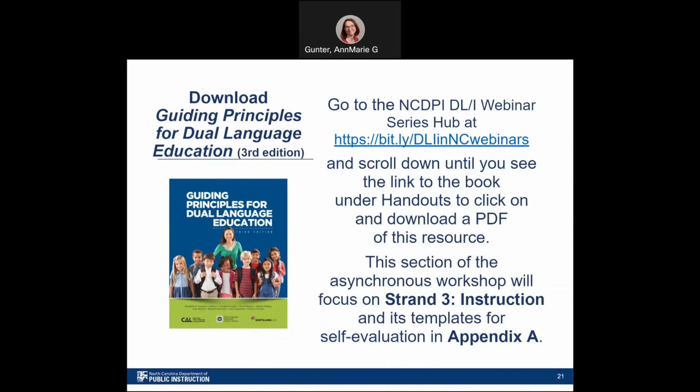Now there's a whole chapter in the PDF book about strand 3 instruction, and the templates that are used for self-evaluation are in Appendix A. So there's two different places there in the PDF that you need to focus on. You may decide you want to have this open on another screen, print it out, or in some other way set it up so that you can easily access the strand 3 section of the book as well as Appendix A if you need to. That's up to you. Again, pause as long as you need to get this set up for the way that works best.